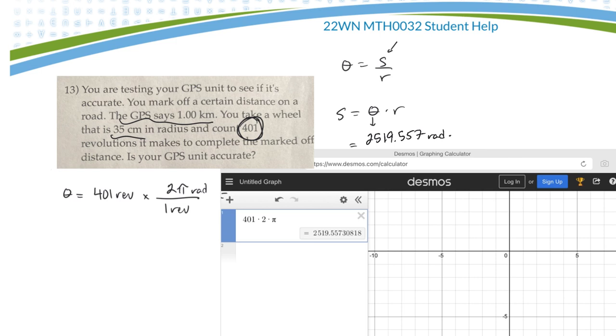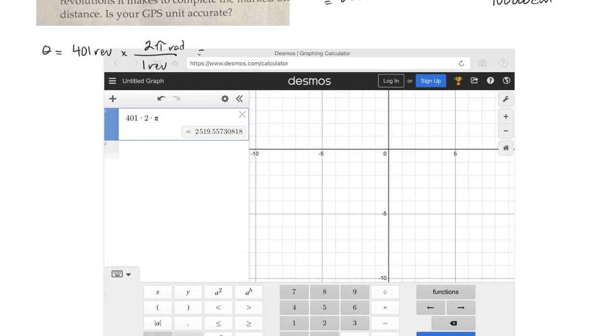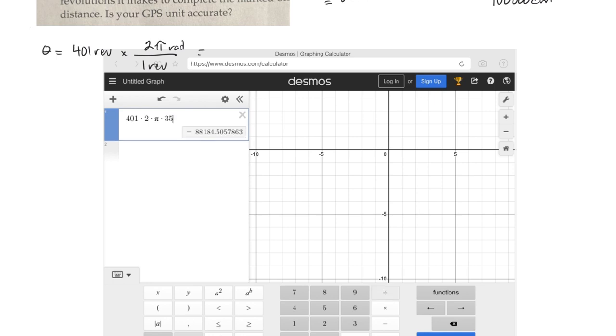Let me maybe convert that. Well, let's just write 35 centimeters for now. I'm going to need to convert that, though, to kilometers, because we're looking to see if it's a kilometer. So I'm going to multiply this by, there's 100,000 centimeters in 1 kilometer. Okay, so let's do that multiplication. I guess I can just take this number I have and times it by 35 and divide it by 100,000. There we go, 0.8818.